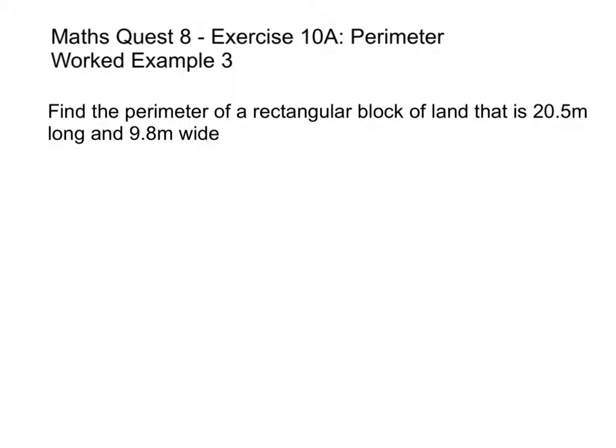So now we're going to try exercise 10A worked example 3. So what the question asks us to do is to find the perimeter of a rectangular block of land that is 20.5 metres long and 9.8 metres wide. So the first thing I do here is I draw a diagram. So we know it's a rectangle. And here's a rectangle.